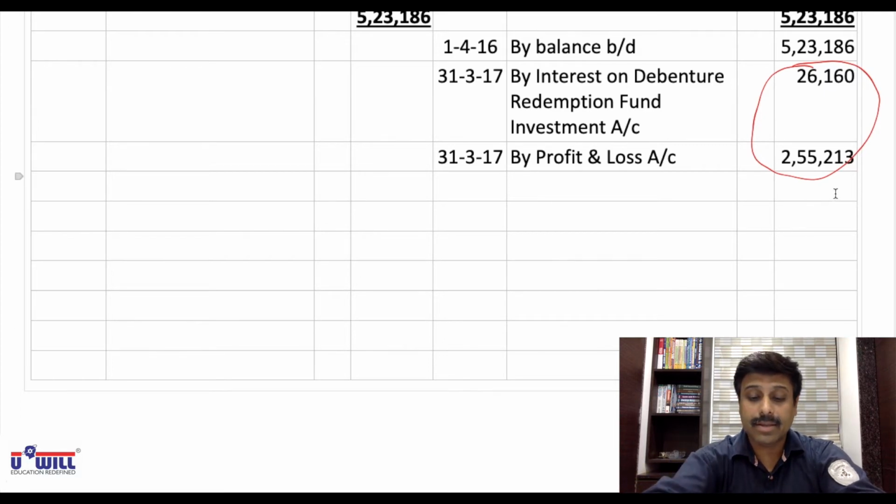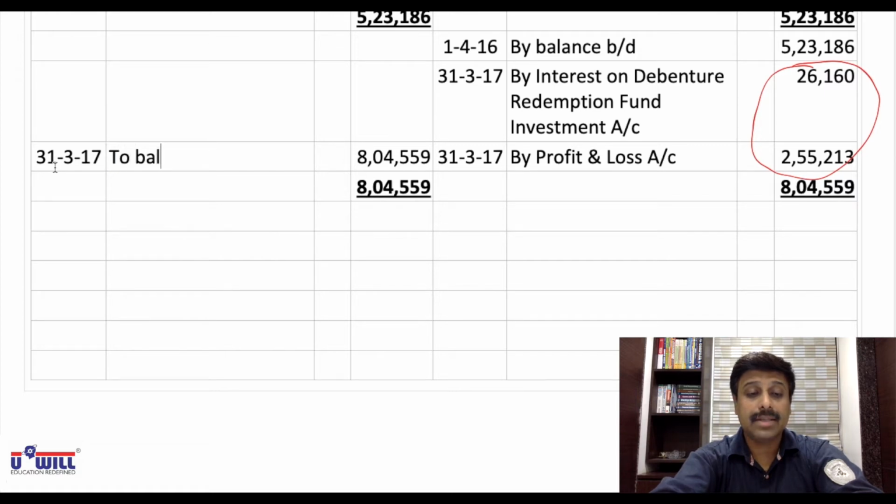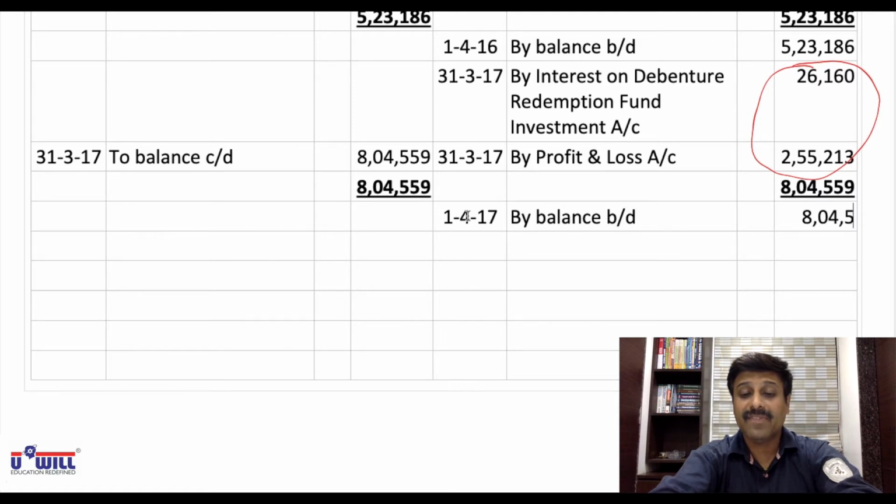Okay, 804,559 on both the sides. And balance also 804,559. 31,317 to balance carried down. Opposite side 1,417 by balance brought down 804,559.